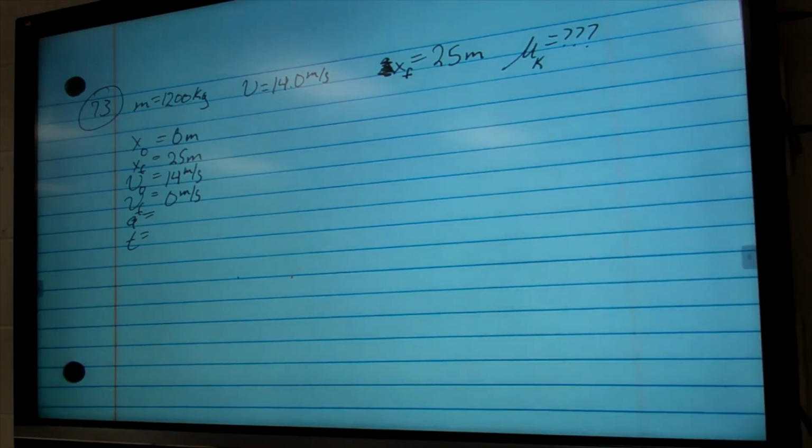You could do it with velocity final, but then you're going to have to work backwards, which I didn't like doing. We can go from the point you start to stop until you actually stop, because we're trying to find the kinetic friction as he's skidding. So if you're going 14 meters per second but you start to stop, you're going less than 14 meters per second as you skid.